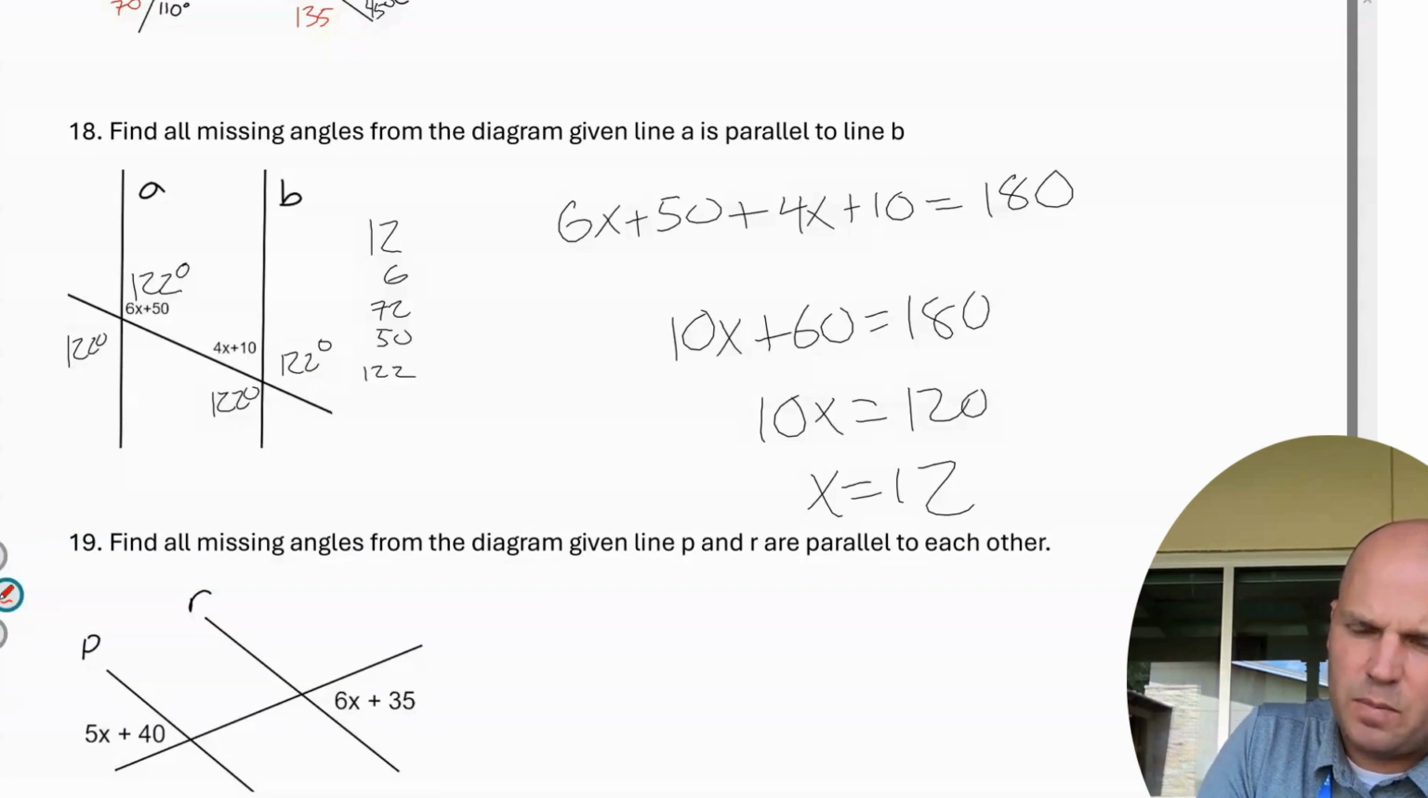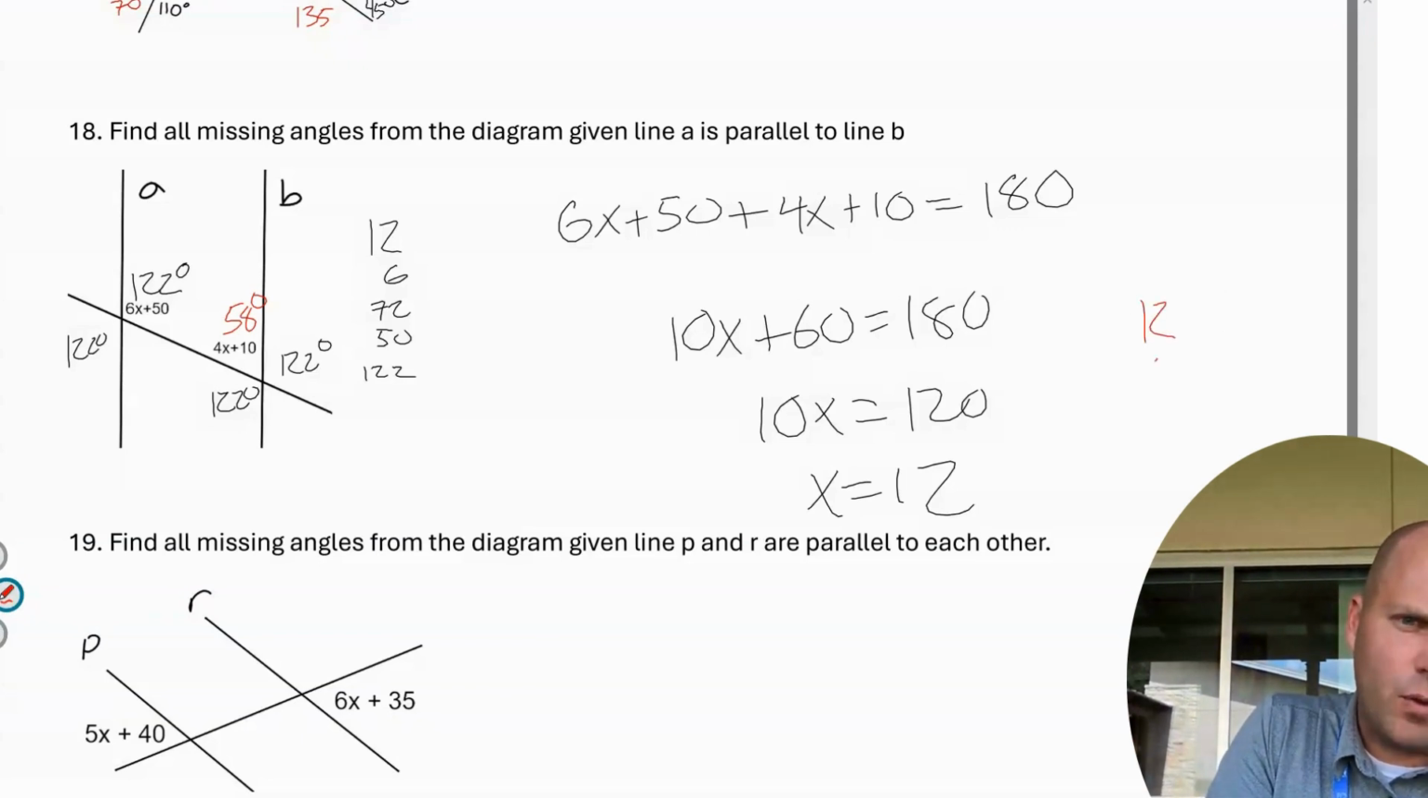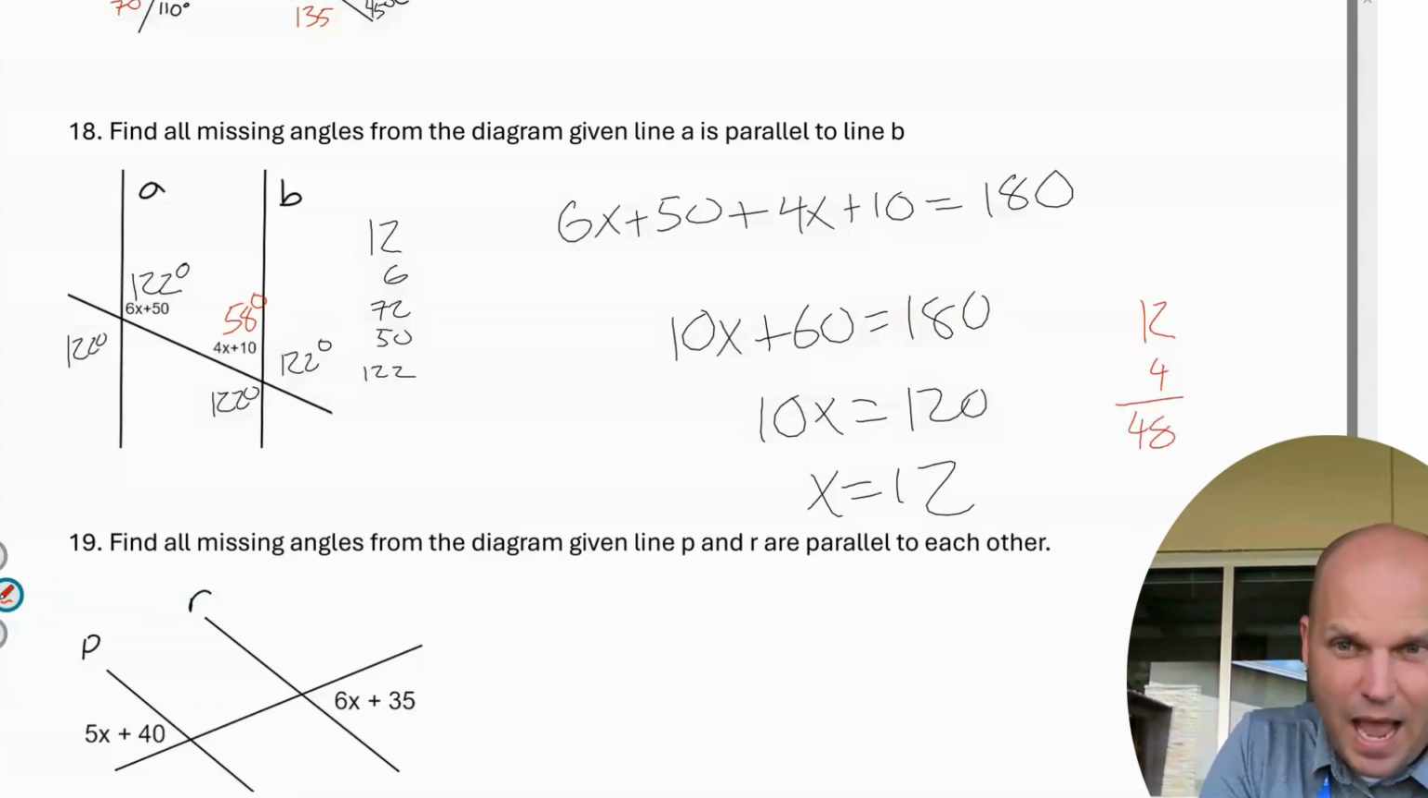And then the other angle must be supplementary to it. You don't have to do the math. You know that it's got to be 58. You could double check, plug in 12, multiply it by 4, and you get 48. And then you add 10, you get 58. So there's the other angles, 58, 58, 58.